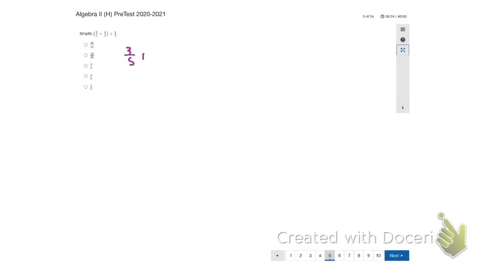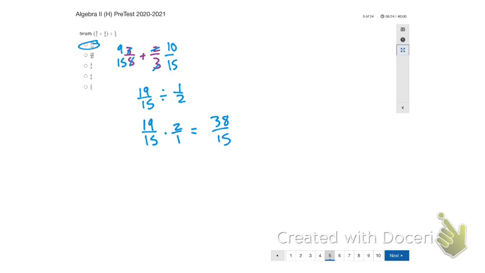So in order to add these together, I need a common denominator. That common denominator is going to be 15. To get a common denominator of 15, this left fraction gets multiplied by 3. This right fraction gets multiplied by 5. Now I can add those together, and I get 19 over 15. Now I have 19 over 15 divided by 1/2. Remember, when you divide a fraction, you flip the second and multiply. So this becomes 19 over 15 times 2 over 1, which gives me my final answer of 38 over 15.